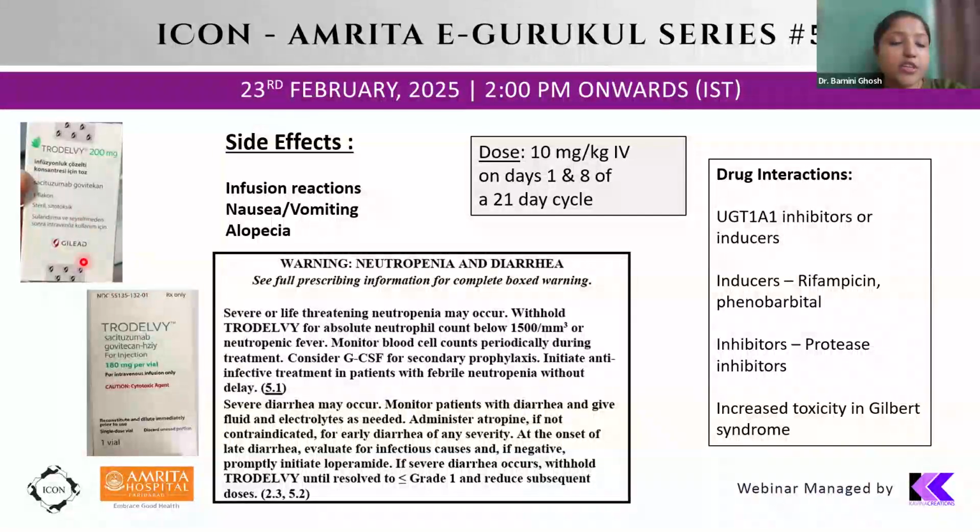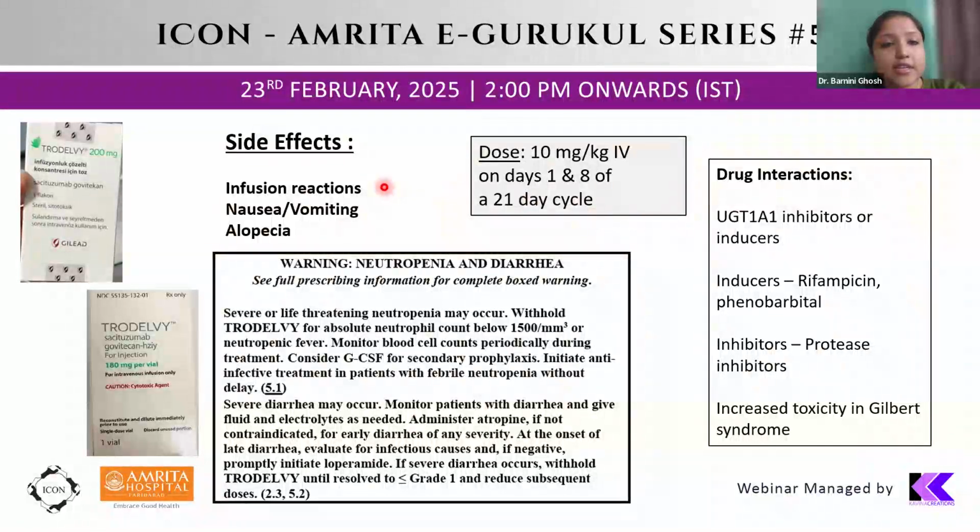So this is a picture of the sacituzumab govitecan vials. It is available as a lyophilized powder, which needs to be reconstituted with normal saline, and the vial strengths available are 180 mg and 200 mg. The dose is 10 mg per kg IV on days 1 and 8 of a 21-day cycle.